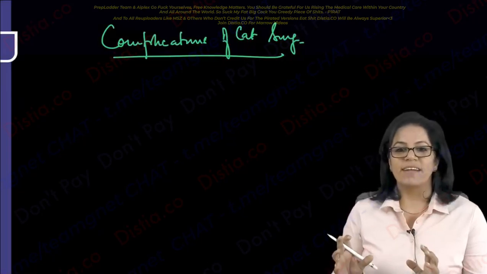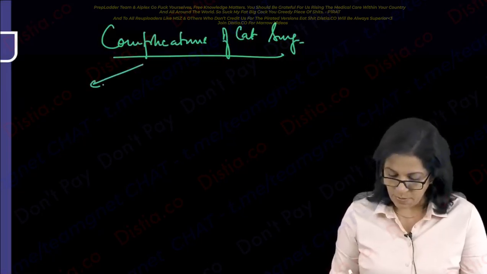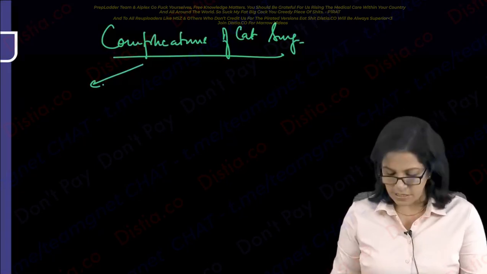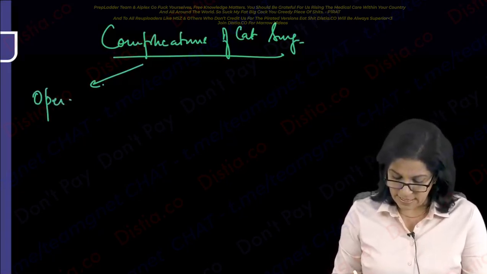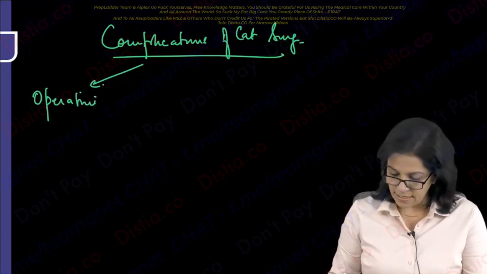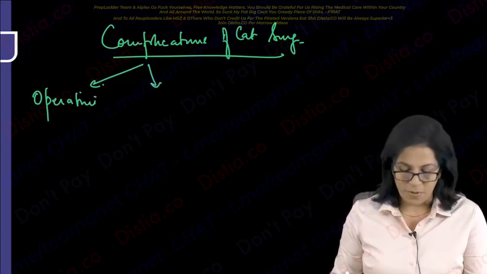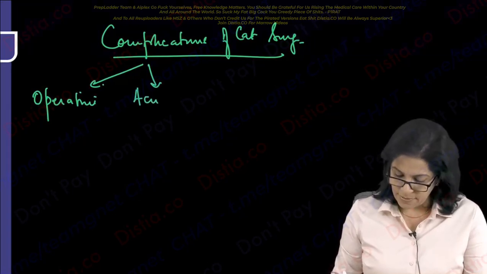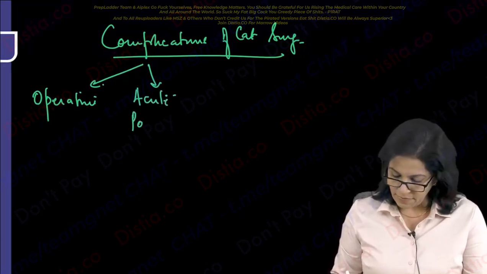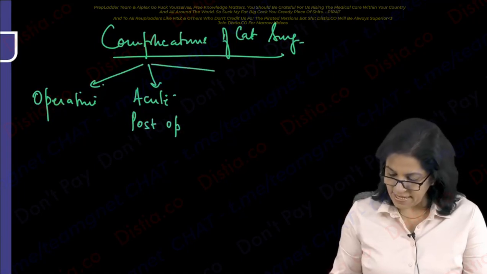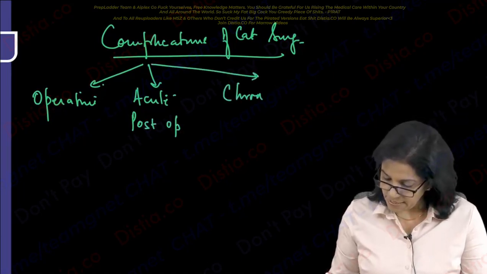So complications of cataract surgery, let us divide it as peroperatively, that is during the operation, we will call it operative complications, right? Then early post-op or acute post-op, and the third type we will learn as chronic post-op complications.